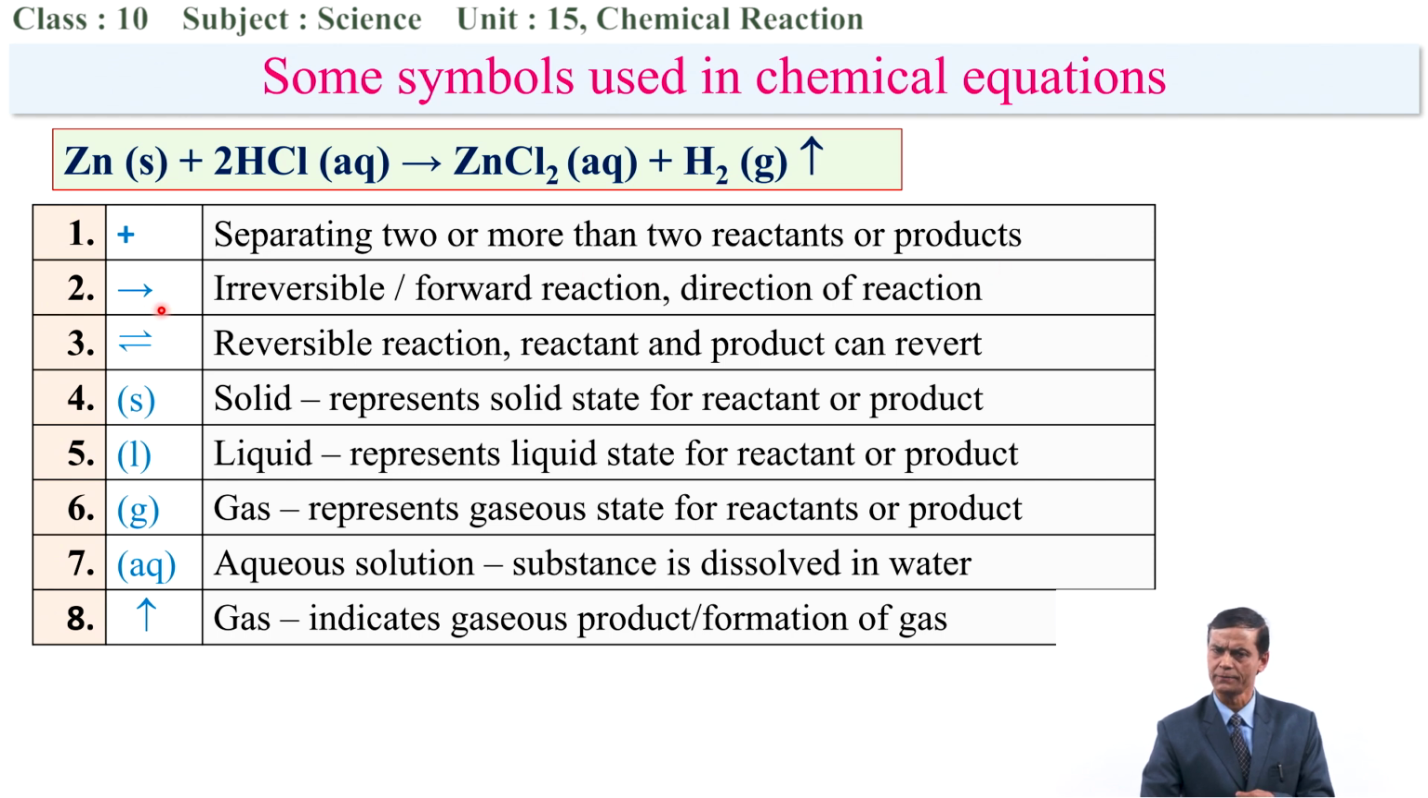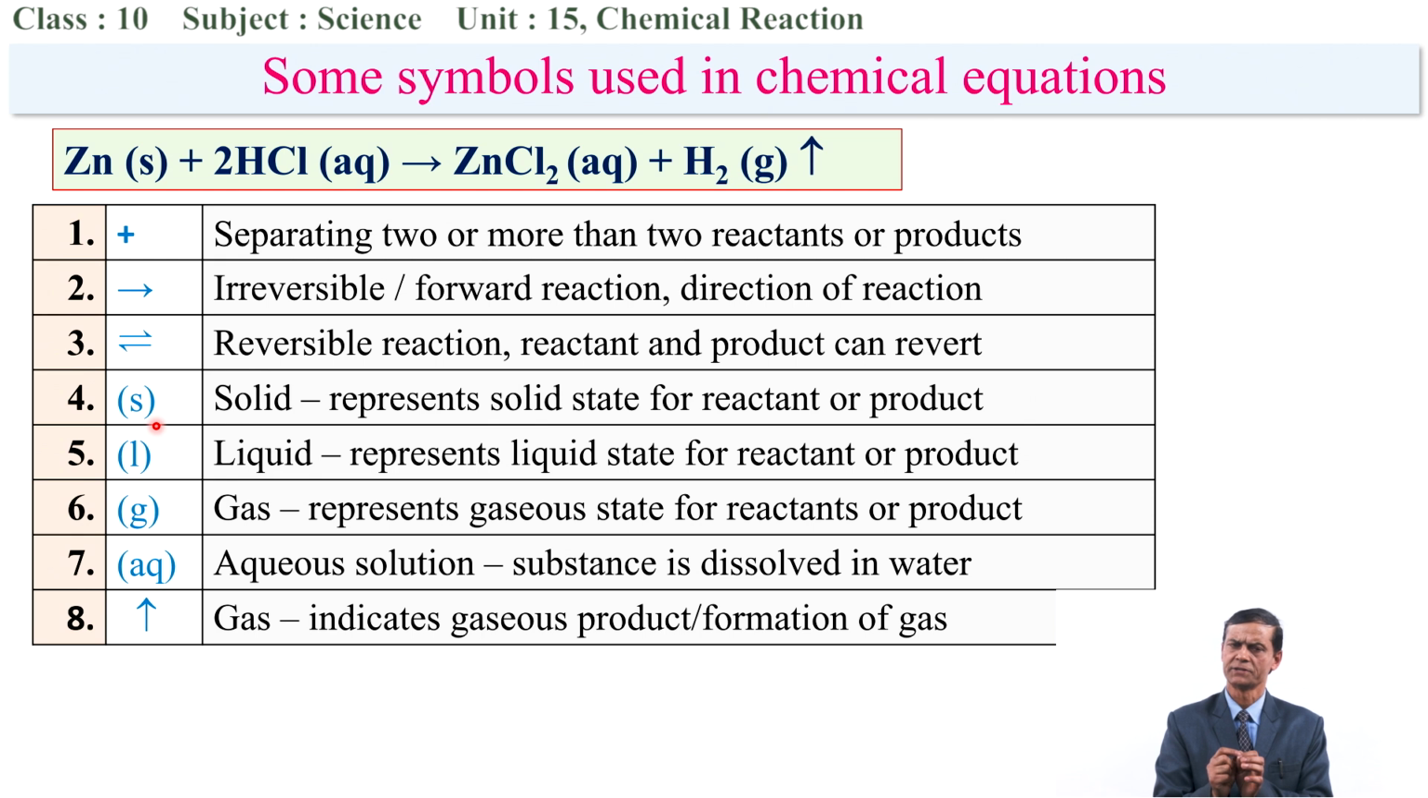This is arrow. Look at here, arrow in one direction, unidirectional arrow represents the irreversible, that is forward reaction, and also denotes the direction of the reaction, in which direction reaction is going on. Similarly, look at here, two-side arrow, left and right side, the arrow pointing to both sides, this is reversible reaction. That means reactant and product can be reversed. They are reversed back.